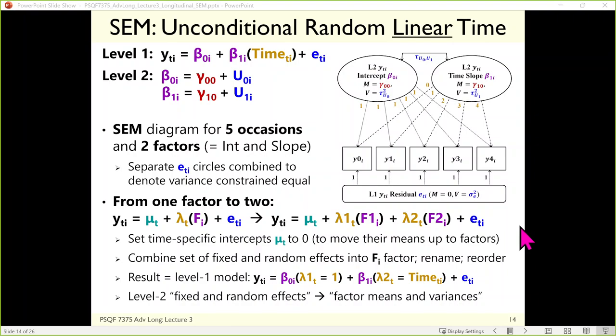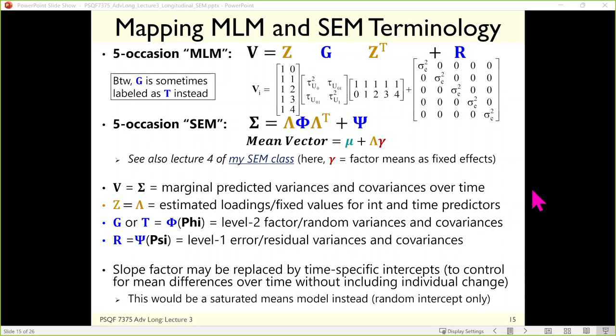Okay, so for those of you who are matrix people, here you go. I added more to this slide, so this probably looks different than what I initially posted. But I wanted to show you the match between the notation systems that we use to describe how we get to a marginal V matrix, and how that changes into a marginal sigma matrix. So we have Z that tells us what occasion somebody has and how much data they have. That's my loading matrix. We have G, which is my level 2 matrix of random effect variances and covariances. That's the same thing as phi in SEM. That's your factor variances and covariances.